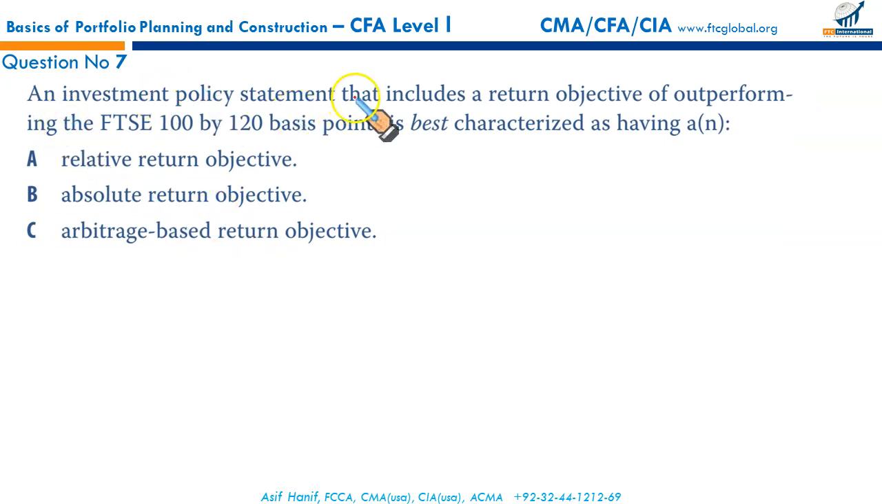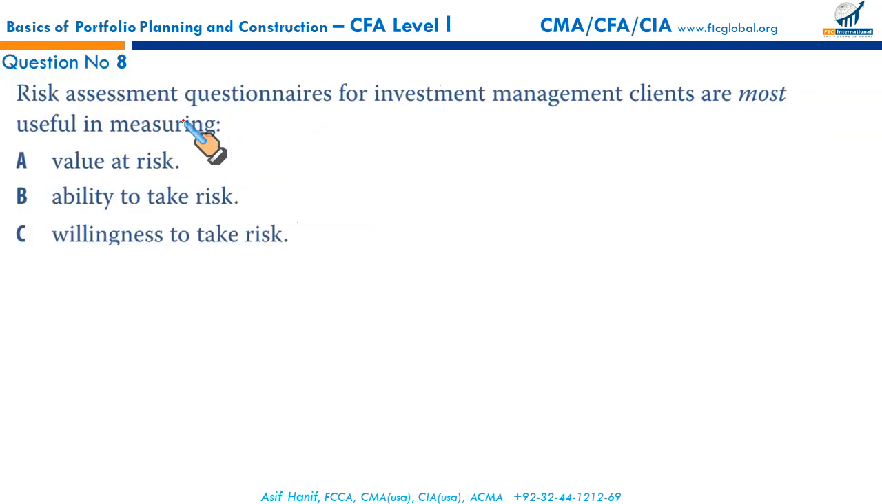An investment policy statement that includes a return objective of outperforming the FTSE 100 by 120 basis points is best characterized as having a relative return objective, absolute return objective, or arbitrage based return. Clearly it's a relative. This is the benchmark, and you have to go 120 basis points above the return generated by FTSE. This is a relative return objective, because these are the returns based upon some index. So the objective is best described as a relative return objective here. That makes A the correct option. Next.